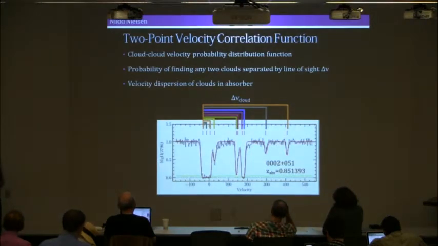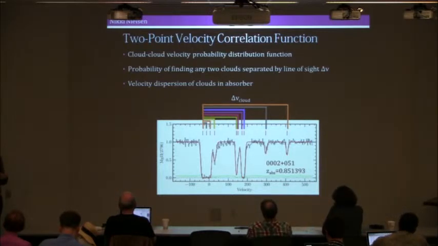The main tool I'm going to use today is called the two-point velocity correlation function, which is the probability of finding any two clouds in the absorption. Here's an example profile, and you take the velocity separation of every pair of clouds. I should note that these are line of sight velocities, where 0 is the absorption redshift here. This also gives us a measure of the velocity dispersion of the absorbers that we're looking at.